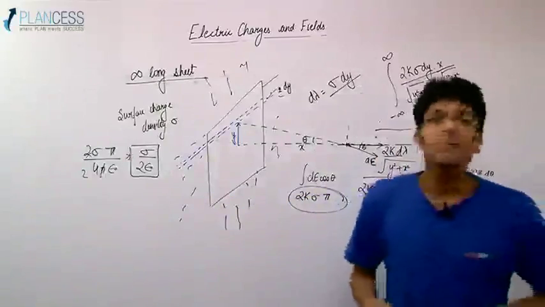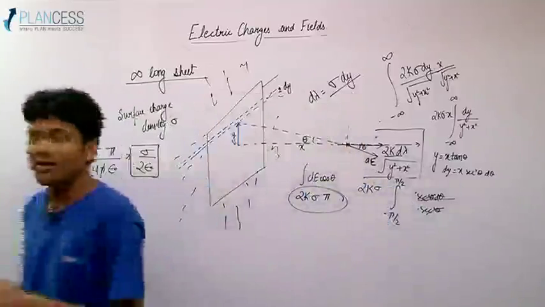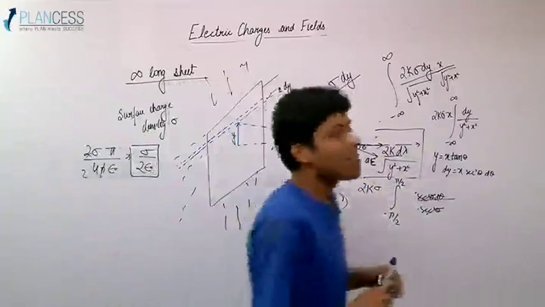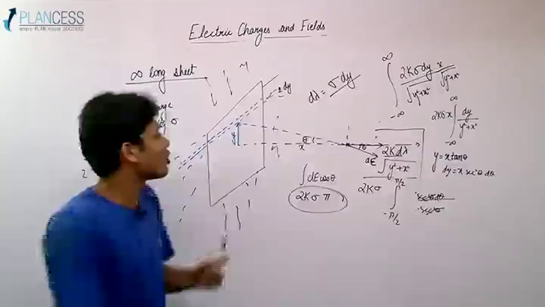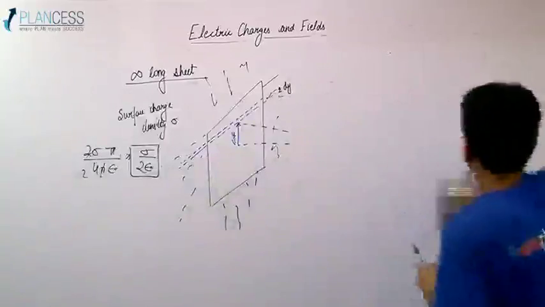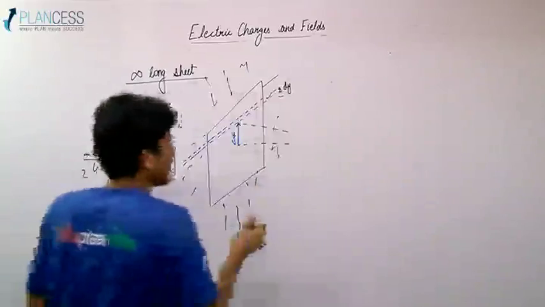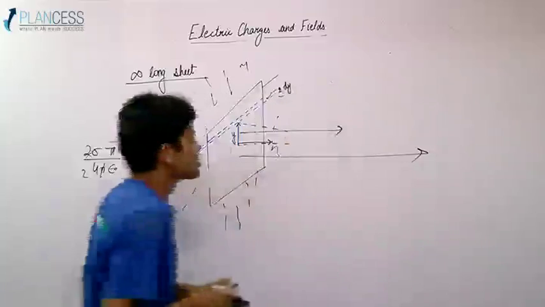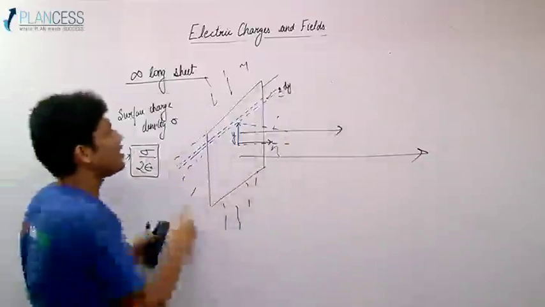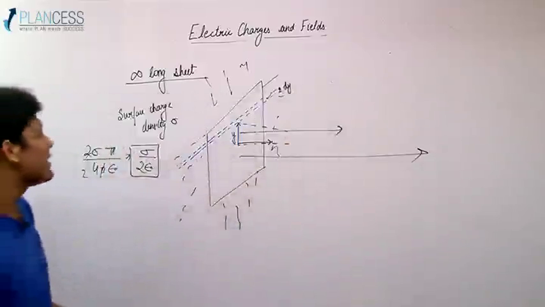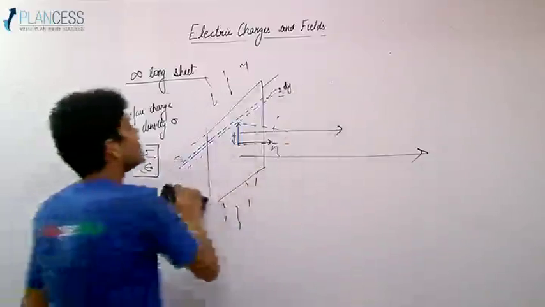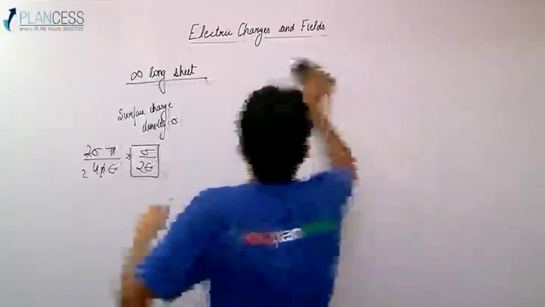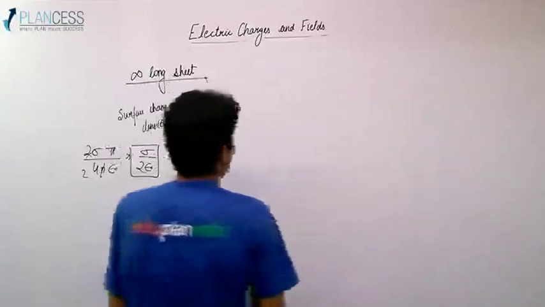Now, an interesting property to be noted is that the electric field that comes out is independent of the value of x. That is, it does not matter whether you are calculating the electric field at this much distance or this much distance or much farther. So you can see that the electric field by an infinitely long sheet is independent of the distance or the point you are calculating. Now this property is interesting because let us say you have an infinitely long sheet like this.